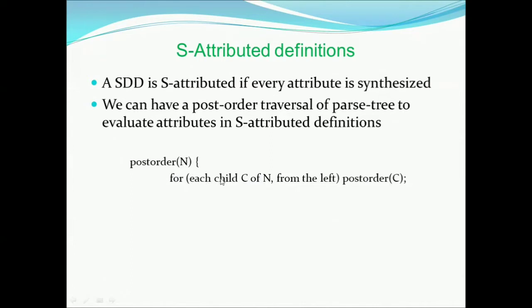If this C is once again a root node, it again calls on the left of it, and that gets evaluated. It continues, then evaluates the right, then evaluates the root node, and then comes back to the right and goes to the root. This process continues until every node of the tree gets evaluated. That means evaluate the attribute associated with node N. When you call post order of C, it becomes N with respect to the subtree. In this way, the S attributed syntax directed definition gets evaluated.